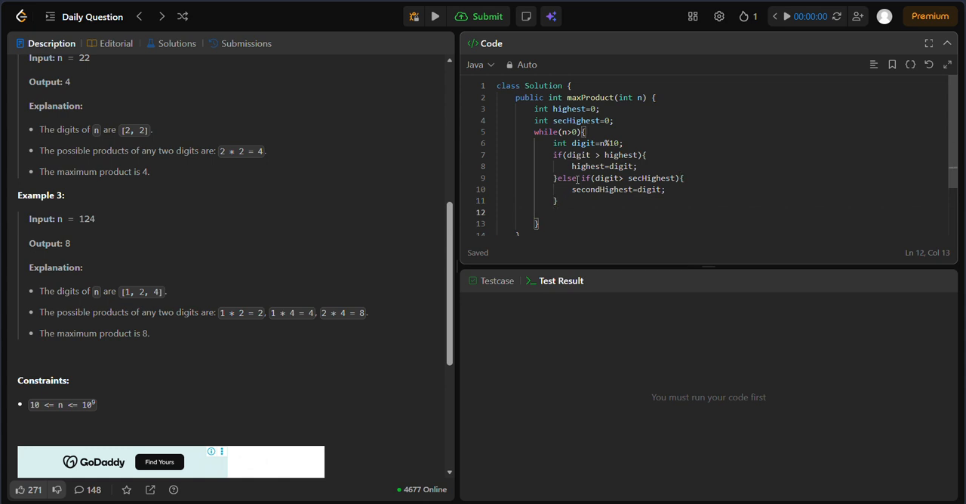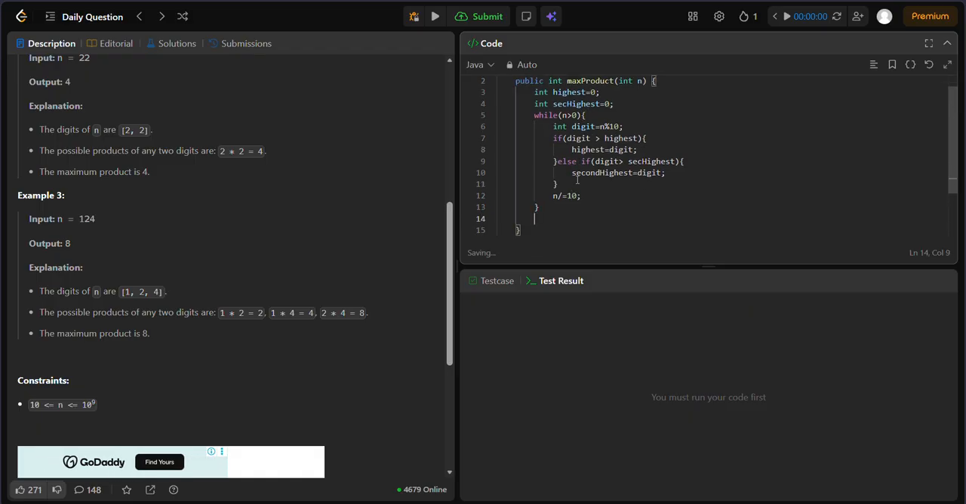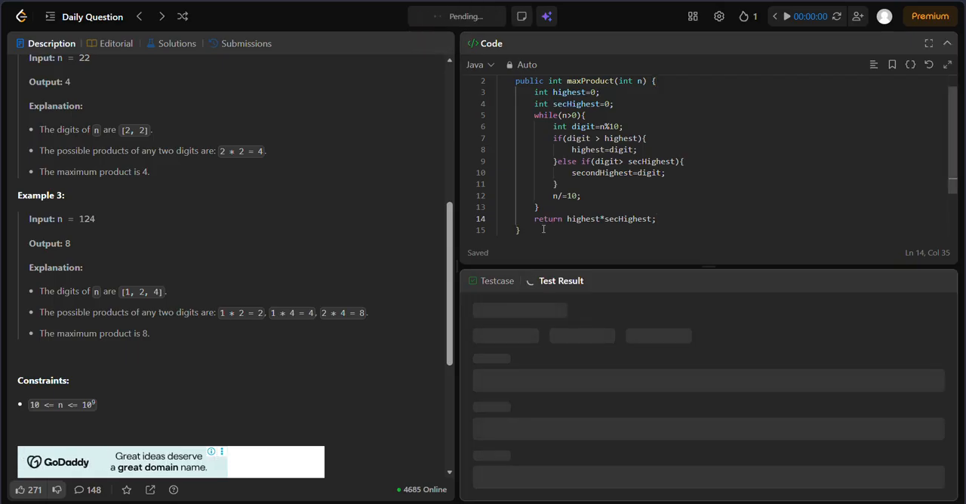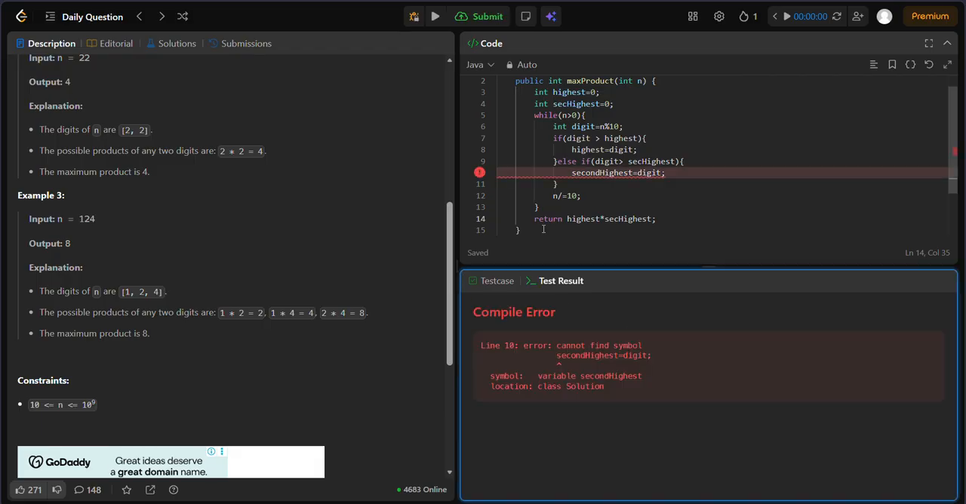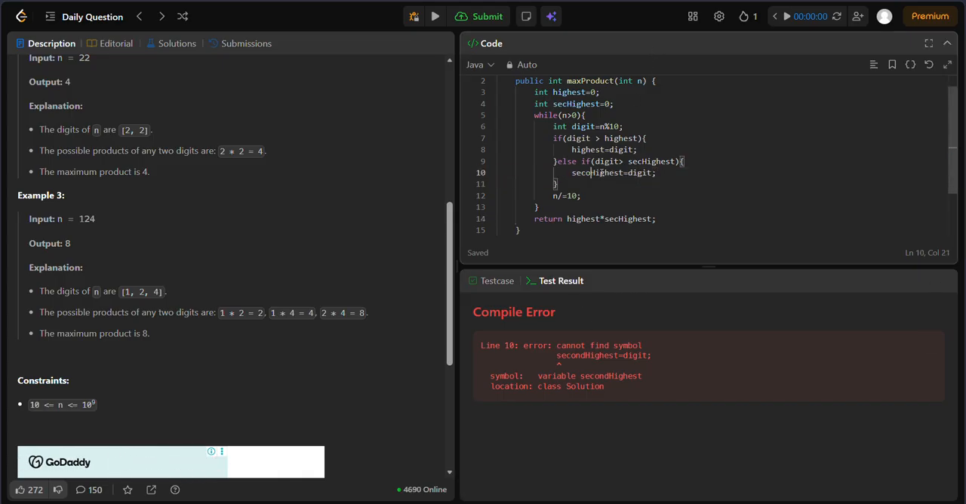Then we need to update the while loop for each and every iteration. This is how it will work. And then we'll return highest into second highest. Okay, this is it. Oh yeah, the variable typo error. Okay, now it should work.